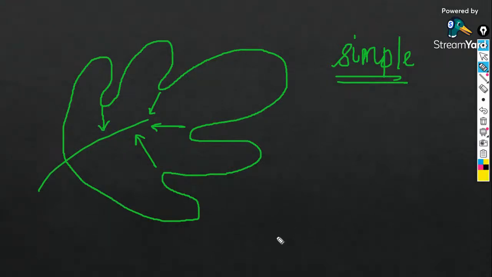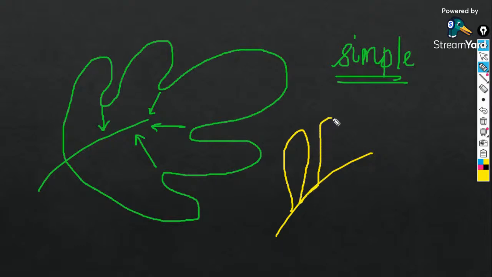Whereas in certain other plants, you will see that these incisions would be cutting through, attached like this, and then they would be forming another leaf.